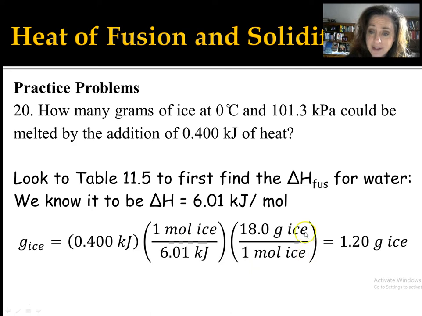And then you see this 18.0 grams of ice per 1 mole of ice. I'm just using the molar mass, which we learned how to calculate about 4 chapters ago. If I set this problem up, I make sure all my units cancel out okay. And I see I end up with 1.20 grams of ice. So you need to ask yourself, does this answer make sense? Well, yeah, it kind of does, because they're asking how many grams of ice I can melt by the addition of heat.